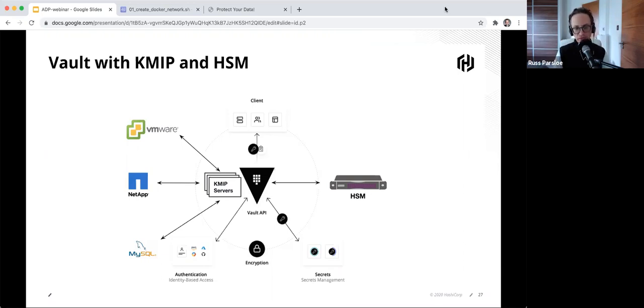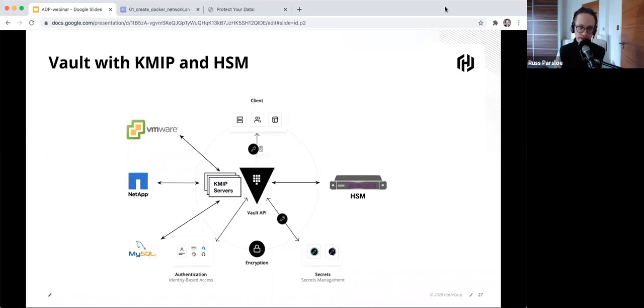We can also use HSMs for something called seal wrap as well. So for critical security parameters that we have, perhaps we need to store those in a manner that is compliant with FIPS 140-2, we can optionally enable that on the secret engines inside of Vault, such that that data will be encrypted not only by Vault, which will always encrypt its data, but it can additionally be encrypted by the capabilities inside of an HSM as well.